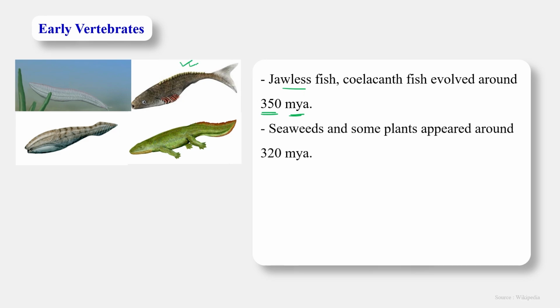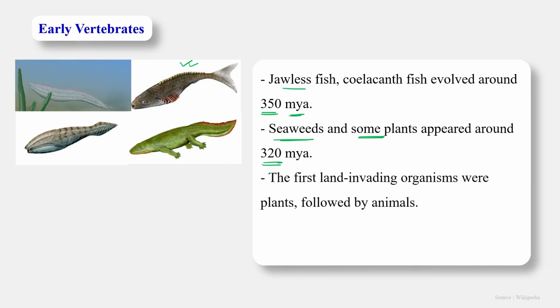And then different kinds of seaweeds and some plants appeared at this time, 320 million years ago. The first land invading organisms were plants, followed by animals. So this is again something you have to learn: the first land invading organisms were plants, not animals. Okay, first plants, then animals.